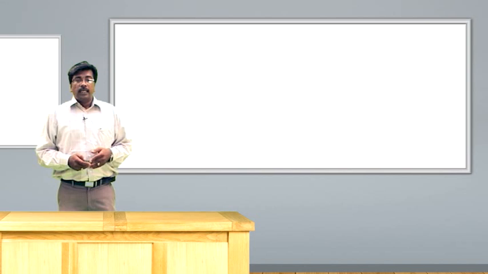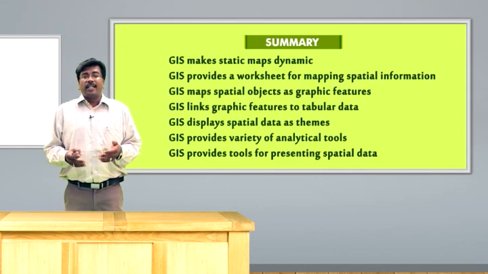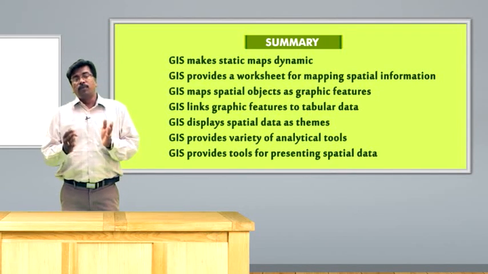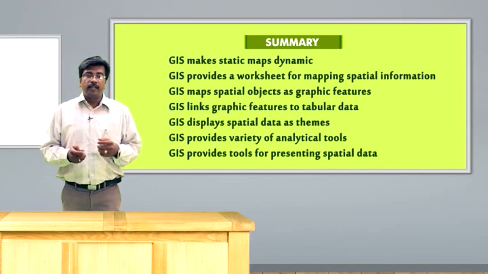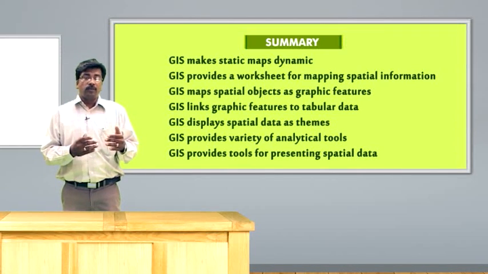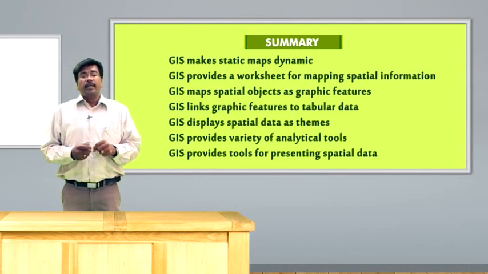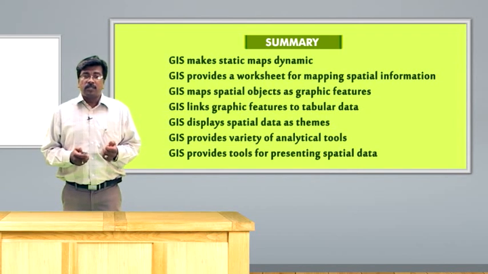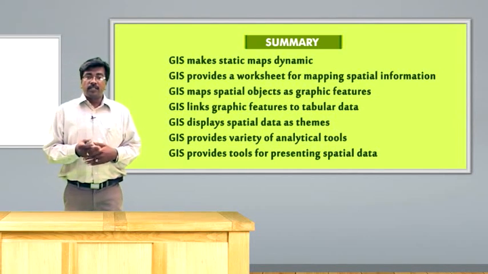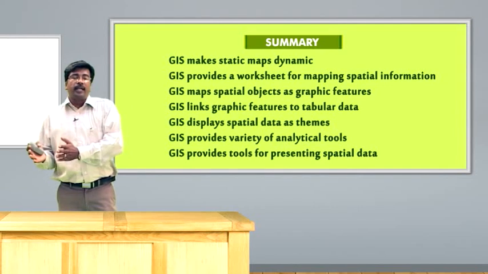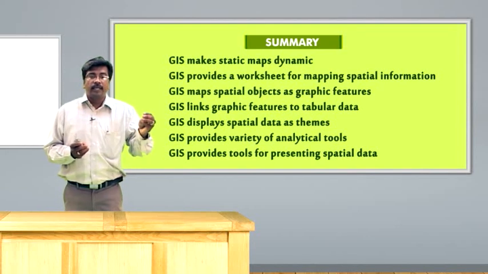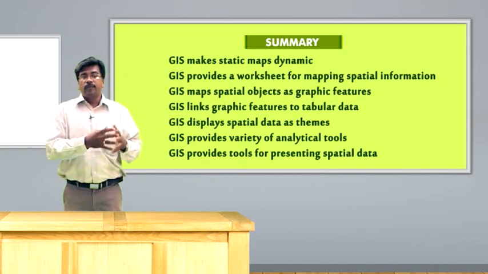So in order to conclude, in GIS we can make a static map dynamic. A paper map can be made more dynamic when it is transformed into a digital form. Then GIS provides a worksheet for mapping spatial information. We have latitudes and longitudes, so we can locate each and every location on the earth. Then third, GIS maps spatial objects into graphical features. Then GIS links graphic features with tabular data. When you have just tabular data, that can be directly included if you have some links with the latitude or longitude or with the spatial data.